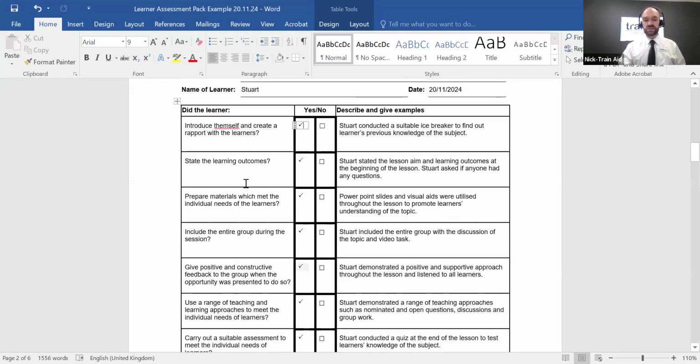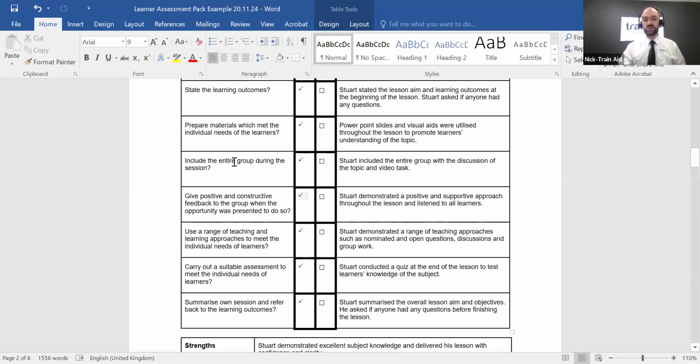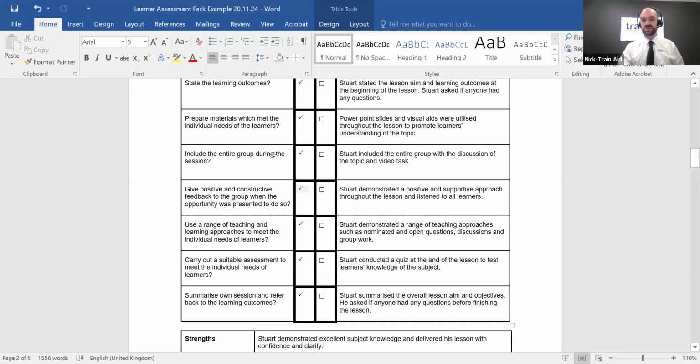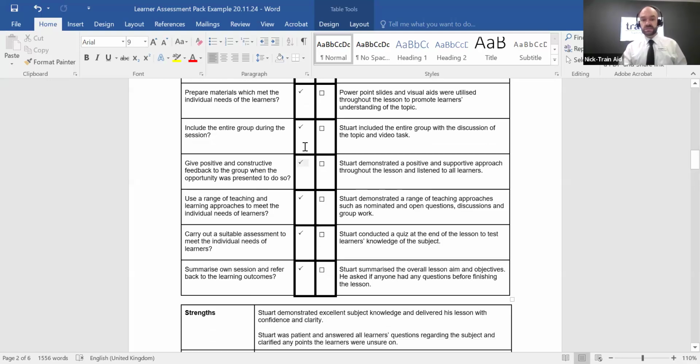The next question is, did the learner include the entire group during the session? So as a teacher, we like to see that everyone was included within the group. You could obviously ask questions to the group. You could ask both open and nominated questions. You could utilize paired work within your micro teach as well. So it's best to include everyone within your 15-minute micro teach lesson as well.